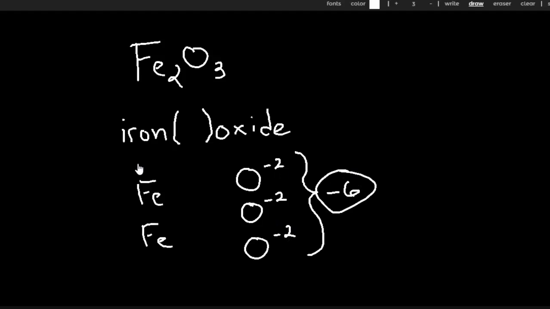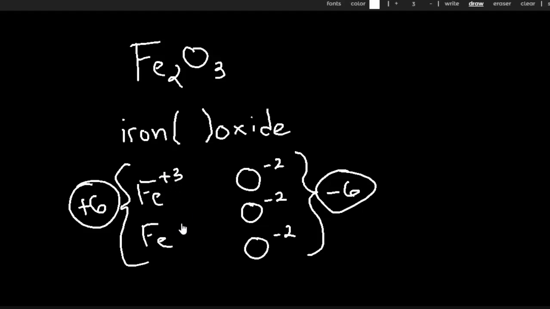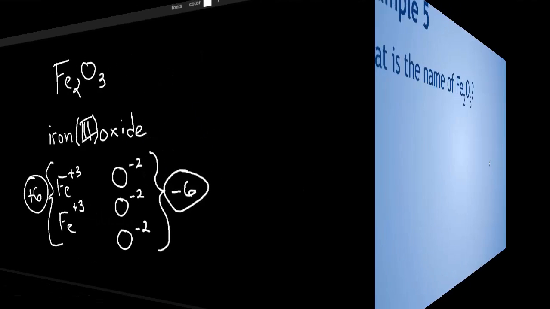I must, in order for this to be a compound, have 6 positive charges on this side. So the 2 irons together have to equal +6. Well, that must mean that each one is +3. And if each one is +3, then the Roman numeral that goes here is a 3. So this is iron(III) oxide.